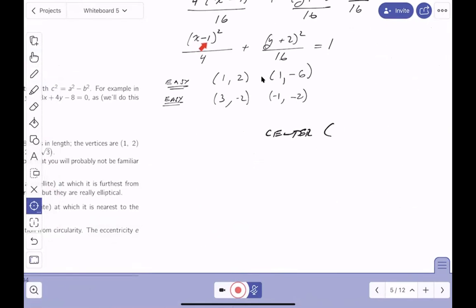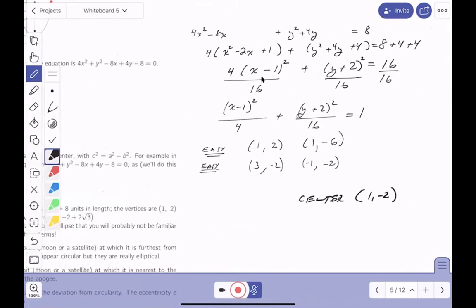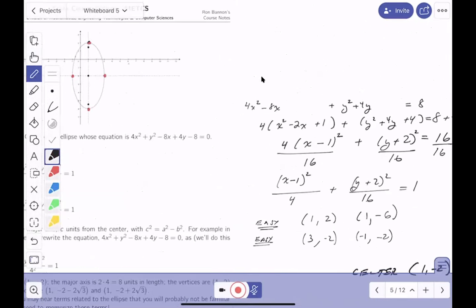When does this become 0? At 1. When does this become 0? At minus 2. I'm going to go back to the picture, and I want to make sure you know that point is there. What point are we looking at? 1, minus 2.